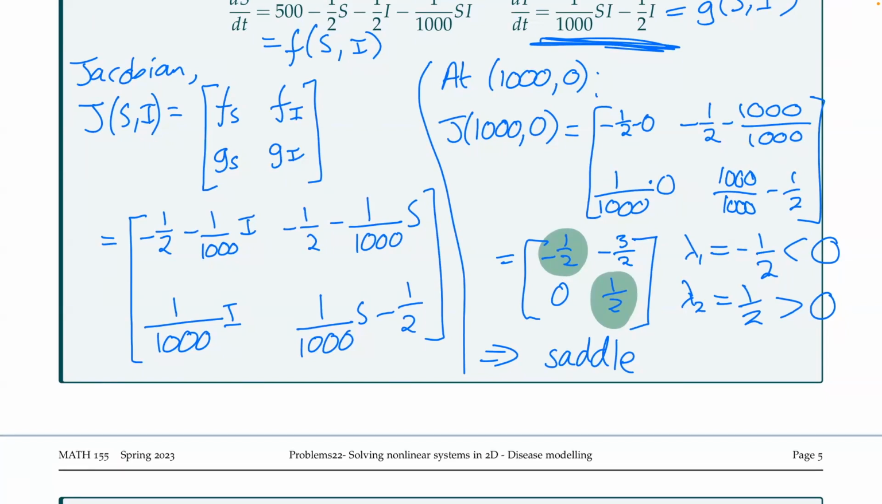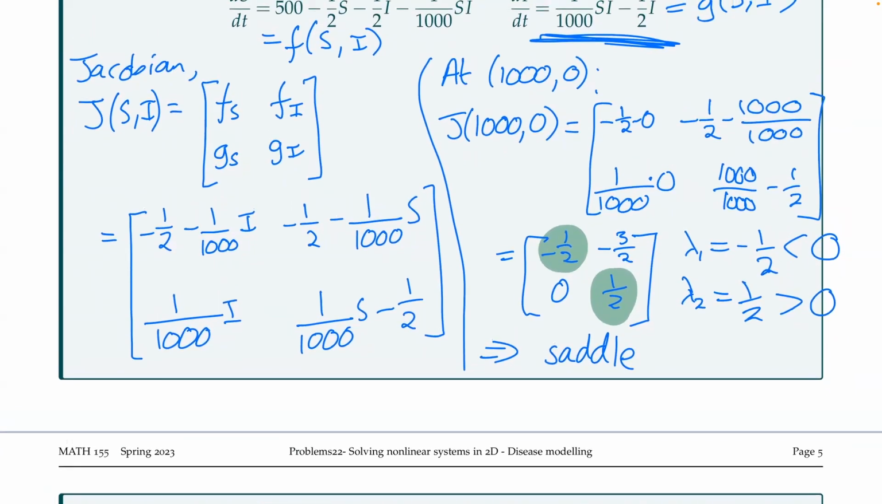No, saddles are always unstable. We don't have to say a stable. There's nothing such as a stable saddle. We always have an unstable saddle. It's implied. You don't have to write unstable saddle. What does this mean then?